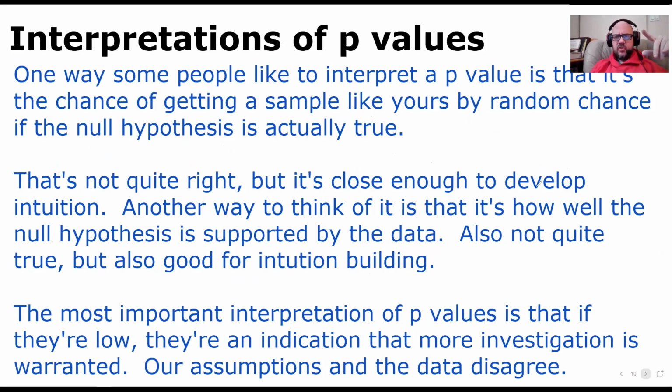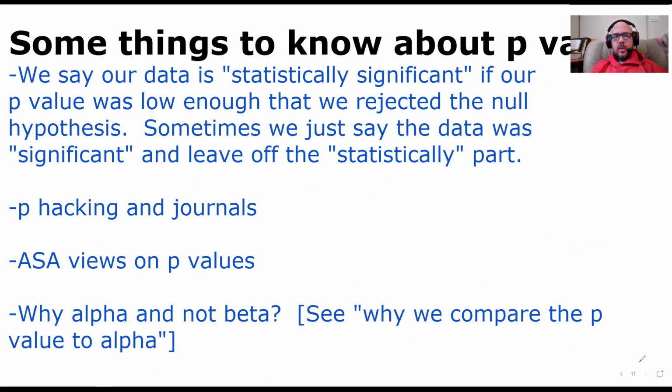I'll leave the interpretations of p-values to your intuition. But the most important interpretation of p-values is that if they're low, that means that some sort of disagreement between our assumptions and reality has occurred. It could be that we got a weird sample. It could also be that reality disagrees with our assumptions. So p-values, or low p-values, really represent the idea that more investigation is warranted.